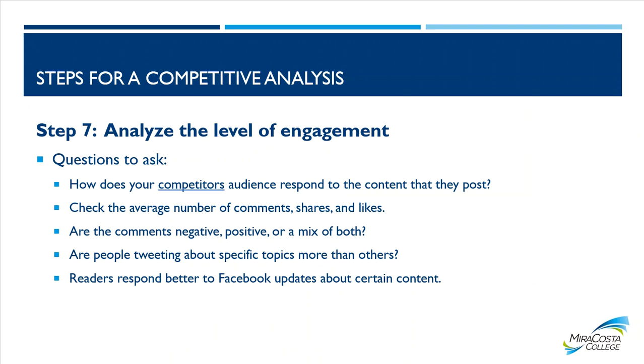Step 7, analyzing the level of engagement. Things to ask: How does your competitor's audience respond to the content they post? So checking on social media, are people commenting, sharing? What are they saying? Negative, positive? You can check the average numbers. Are they tweeting about specific topics? Usually, if there's an event, maybe there's a bunch of people tweeting about a beer event. Are readers responding better to Facebook updates or certain content? Or are they all on TikTok? Just all those different things of analyzing the engagement.